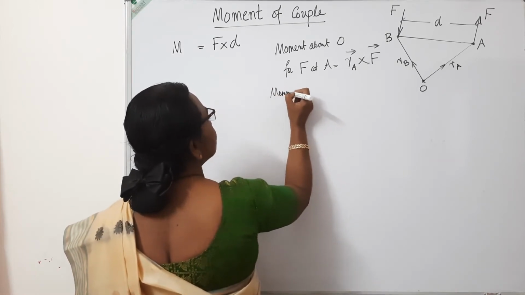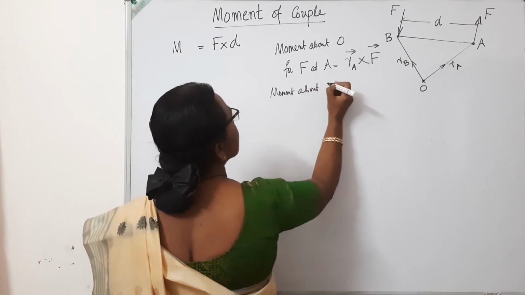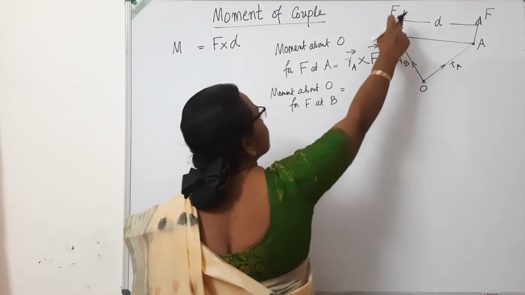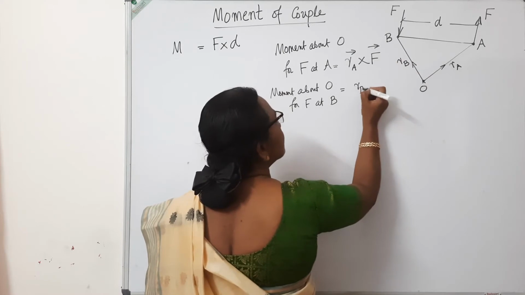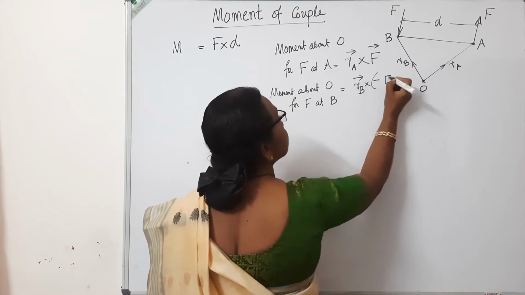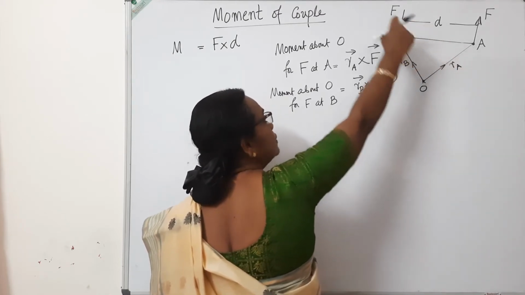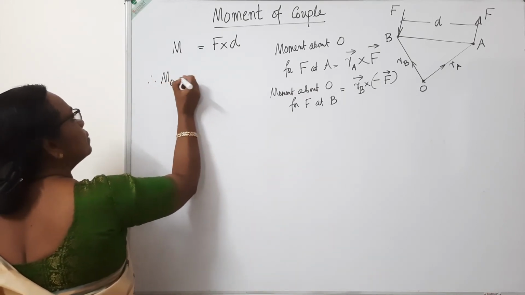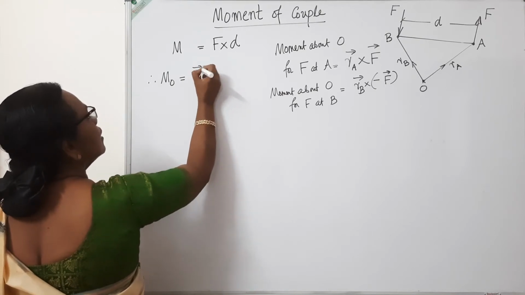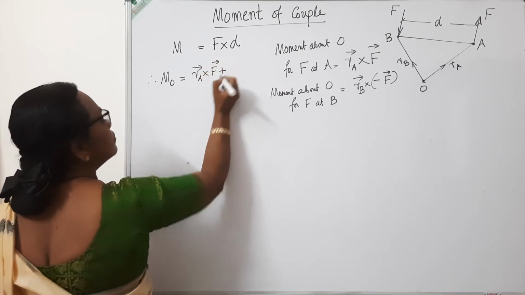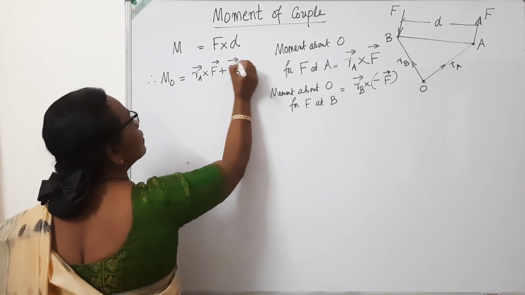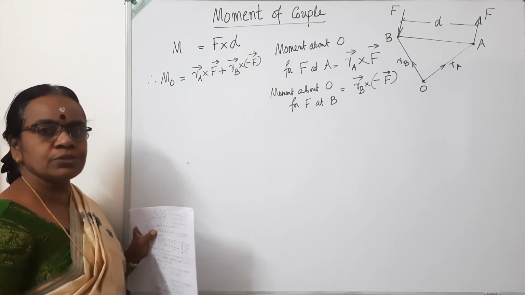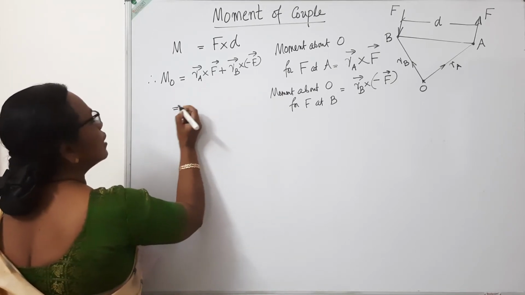Similarly, the moment of the force about O for the force acting at B will be RB cross minus F. Because F is positive upwards, this is acting downwards, so RB cross minus F. Therefore, the total moment about O will be RA cross F vector sum of RB cross minus F. So if we consider individual forces and take the moment about O, this will be the total moment about O.